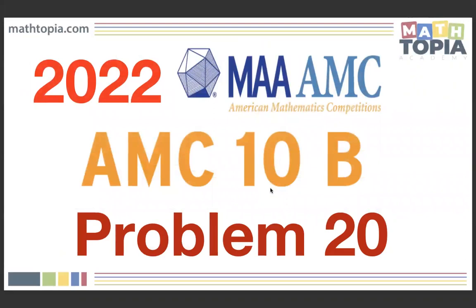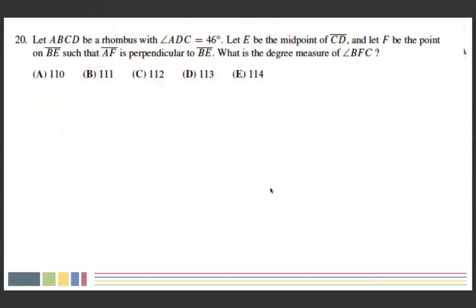This is 2022 AMC 10B problem number 20. Let ABCD be a rhombus with angle ADC equaling 46 degrees. Let E be the midpoint of CD, and let F be the point on BE such that AF is perpendicular to BE. What is the degree measure of BFC?